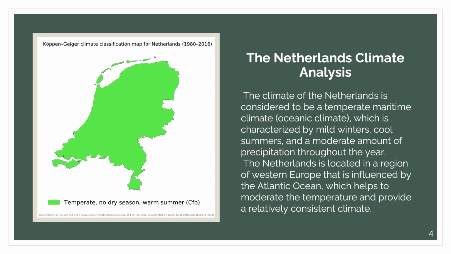Climate analysis of the Netherlands. The climate of the Netherlands is considered to be a temperate maritime climate, an oceanic climate, which is characterized by mild winters, cool summers, and a moderate amount of precipitation throughout the year. The Netherlands is located in a region of Western Europe that is influenced by the Atlantic Ocean, which helps to moderate the temperature and provide a relatively consistent climate. In this picture, we can see the Köppen climate classification for the Netherlands is Cfb.